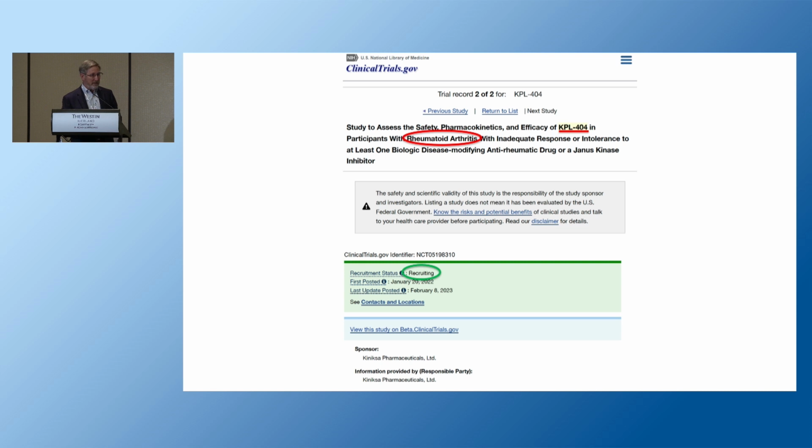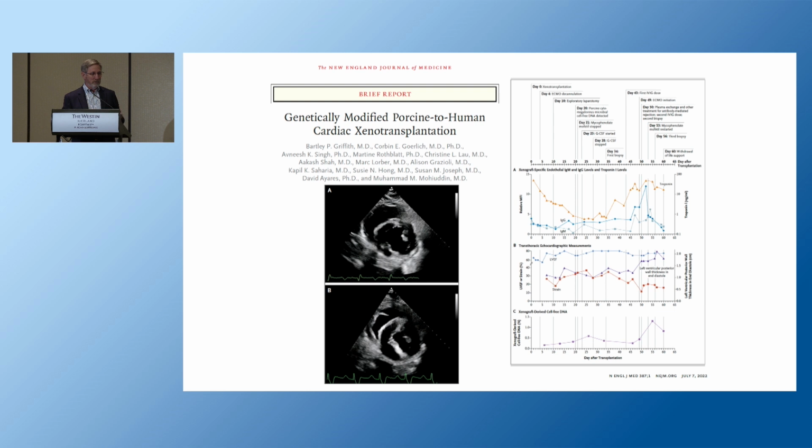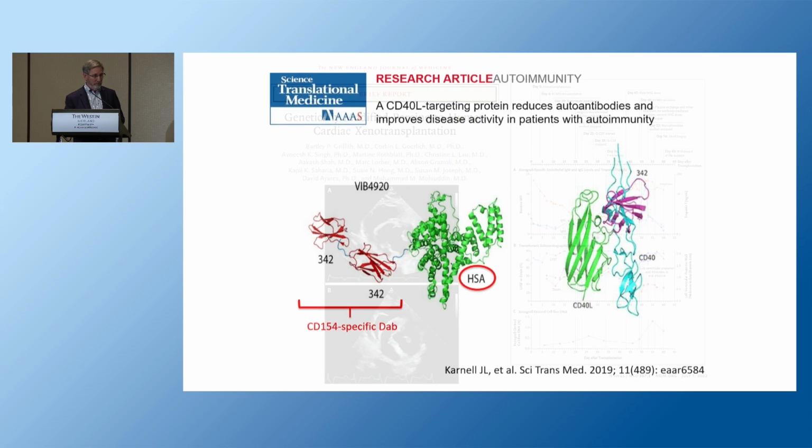There is another CD40 specific molecule, KPL-404, that's in trials in rheumatoid arthritis. But more interesting to the transplant literature is this was the drug that was used in the first cardiac xenotransplant, which was remarkably successful despite the fact that the patient ultimately died about 2 months afterwards.